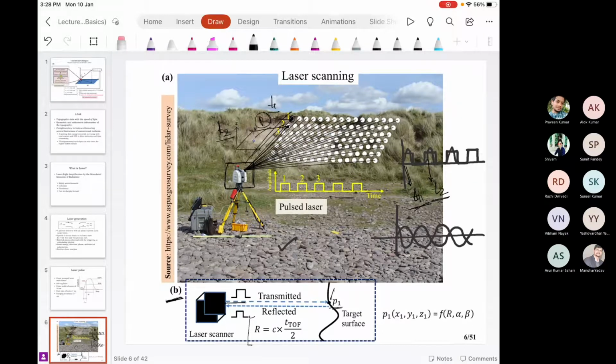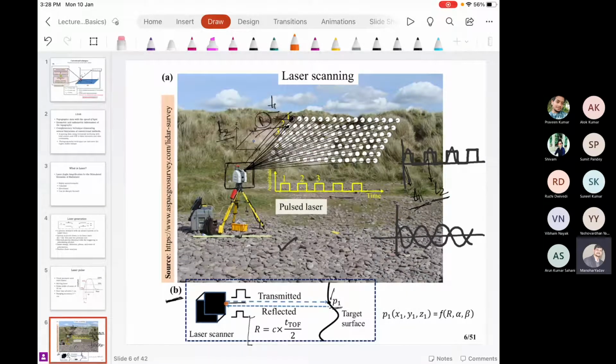Sir, simply as a distance one, because we have two points, from the LiDAR instrument to the point we projected. So we just measure the range from that distance.